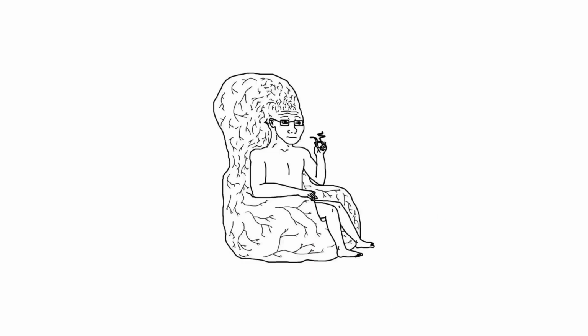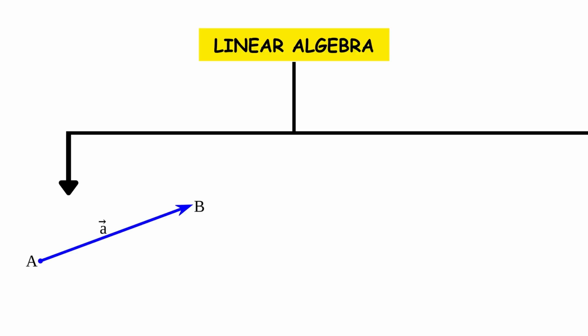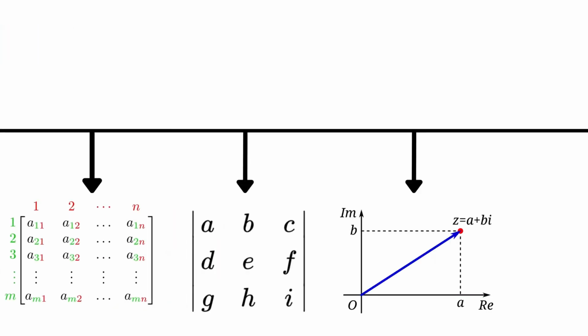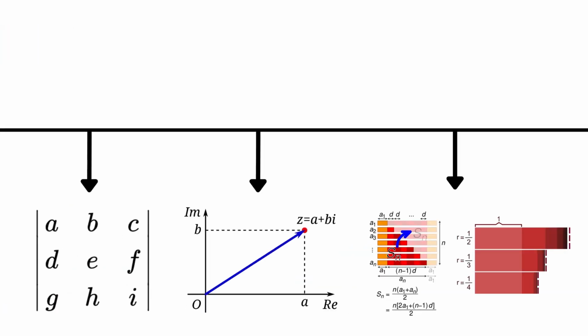At more advanced levels, linear algebra studies vectors, vector spaces, matrices, determinants, complex numbers, and arithmetic and geometric progressions.